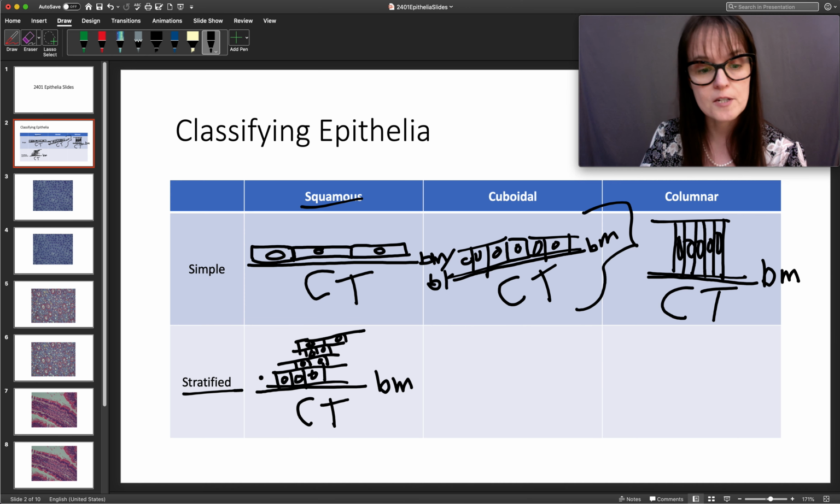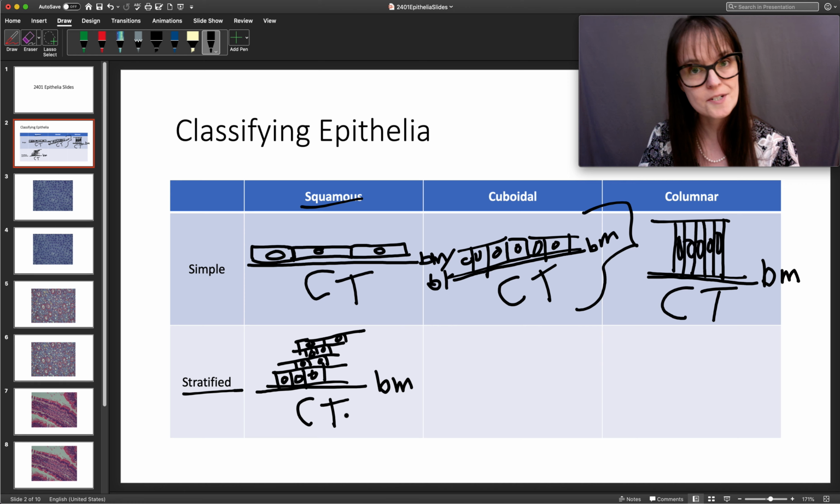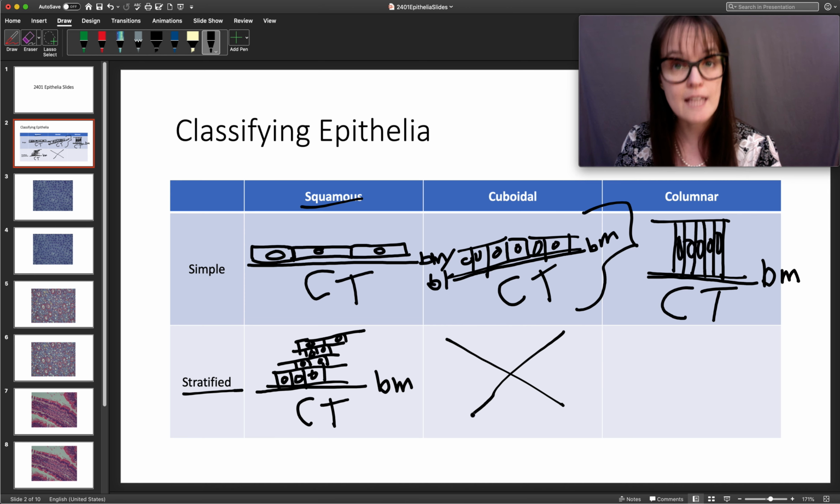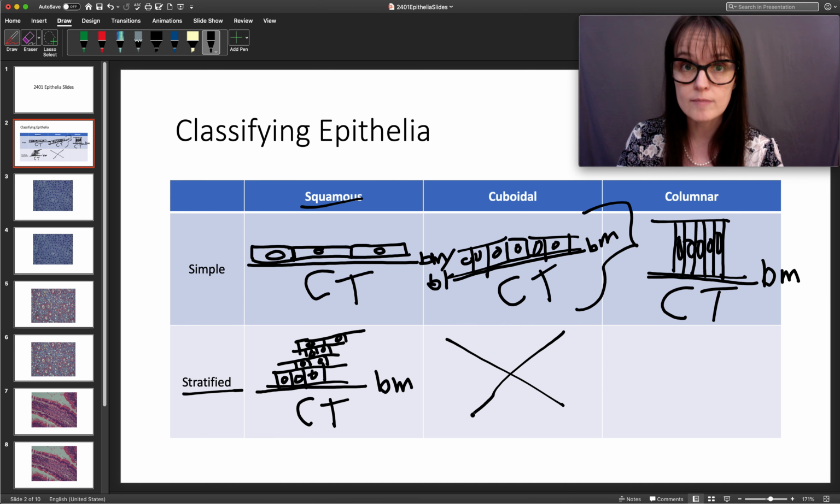So you've got your pattern, you've got the epithelium, basement membrane, connective tissue every time. Okay. The stratified cuboidal epithelium, we are not covering it in lab. If you put it on the lab test, it is wrong.